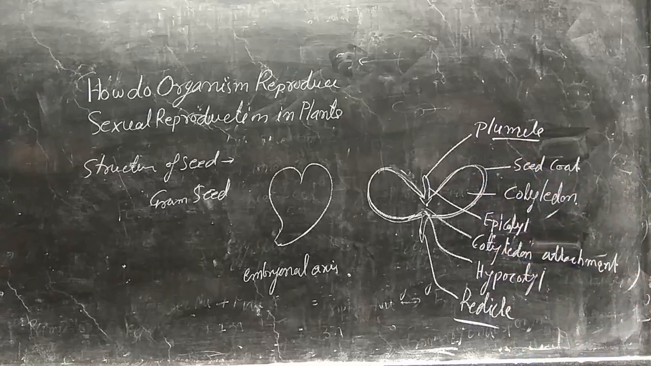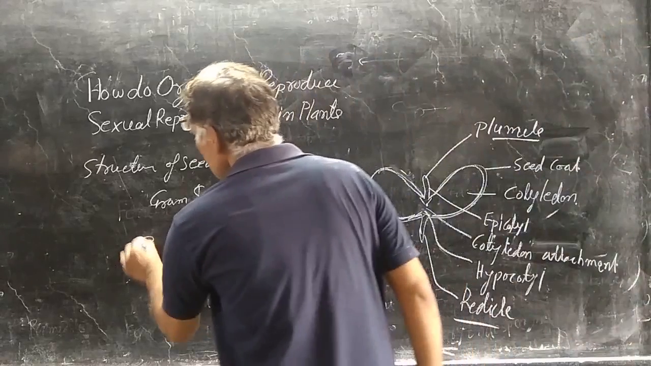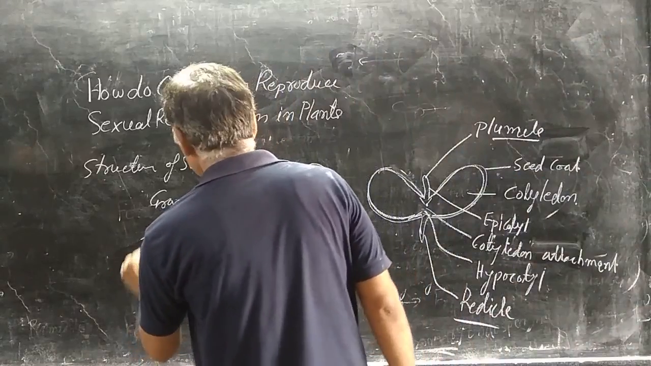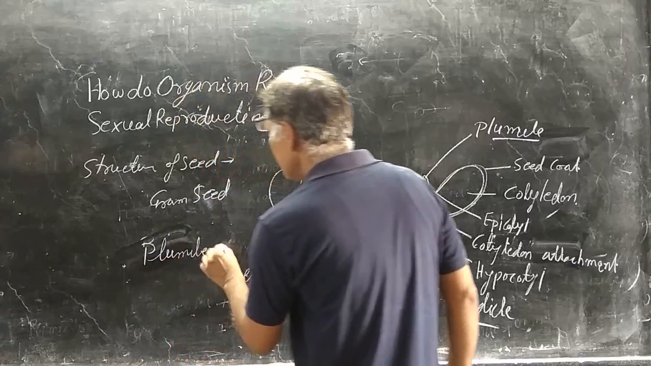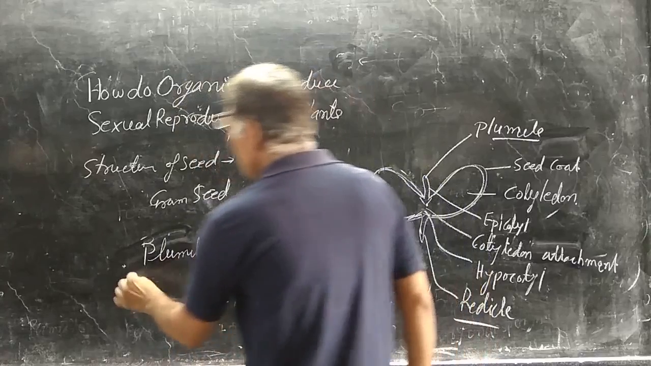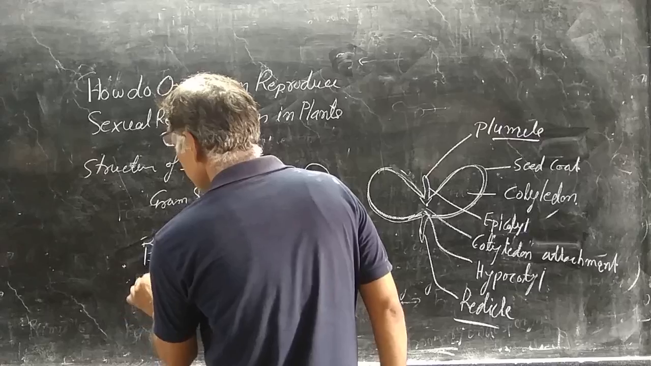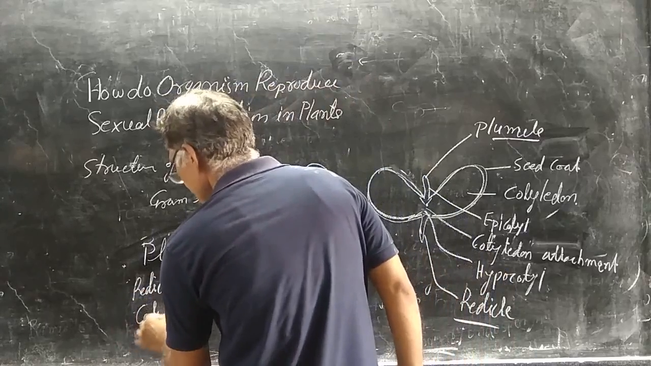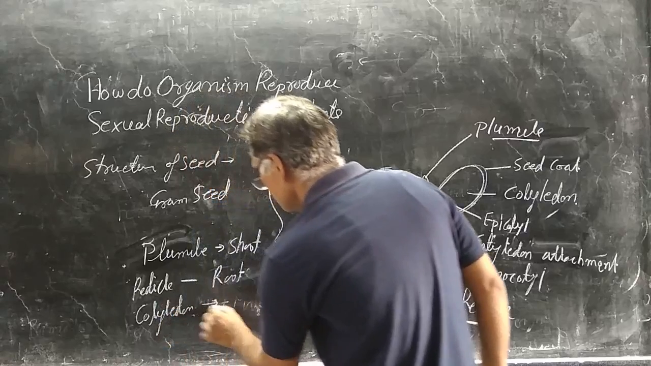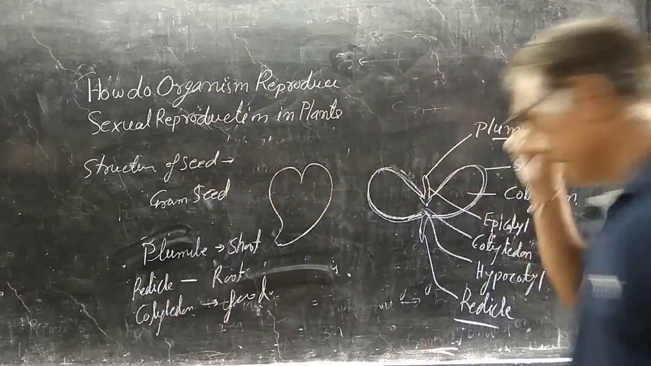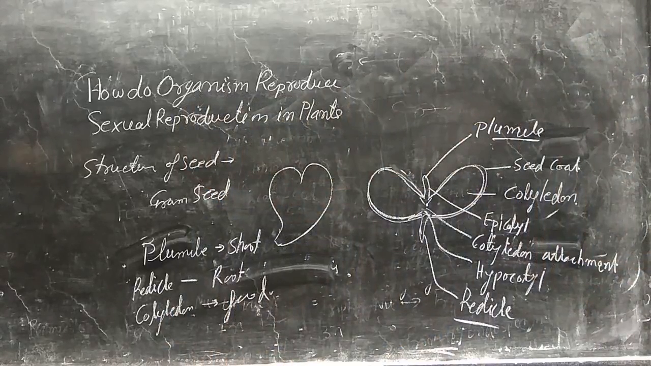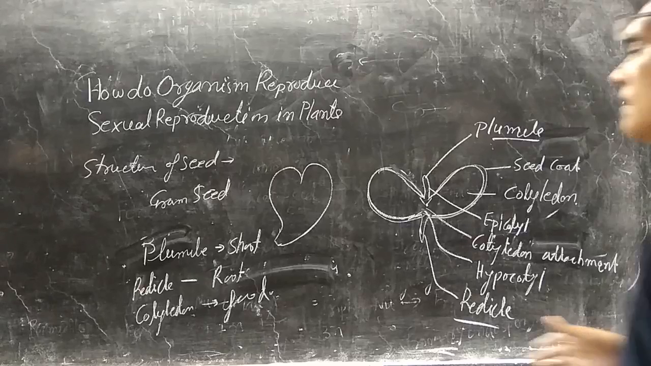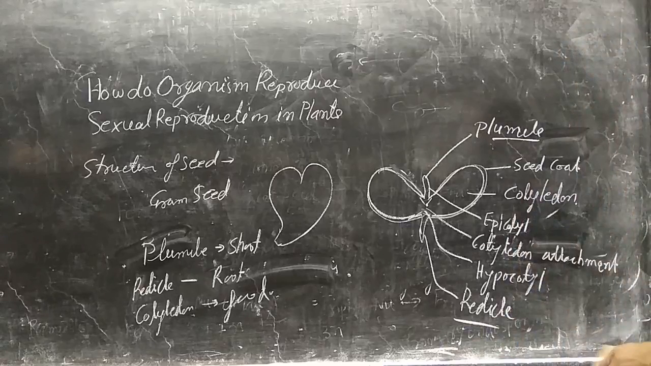Whenever the seed germinates, the plumule gives rise to the shoot, and the radicle gives rise to the root, and the cotyledon provides food to the developing seedling. तो cotyledon food provide करते हैं, epicotyl plumule shoot और radicle root का formation करते हैं. So this is the sexual reproduction in plants.